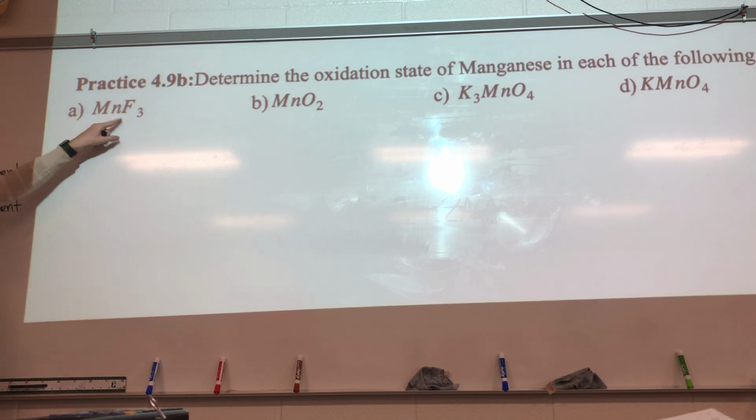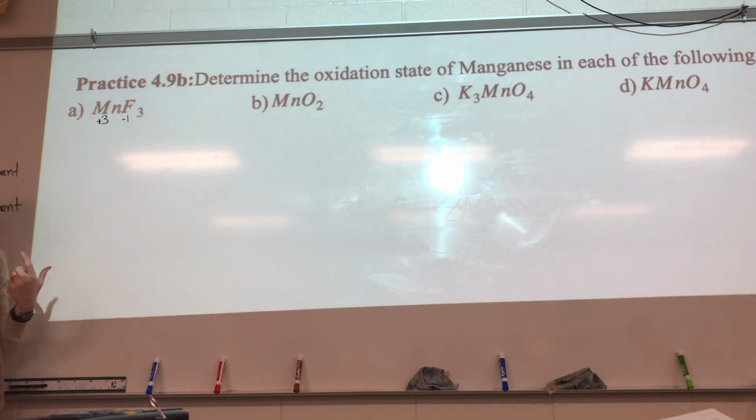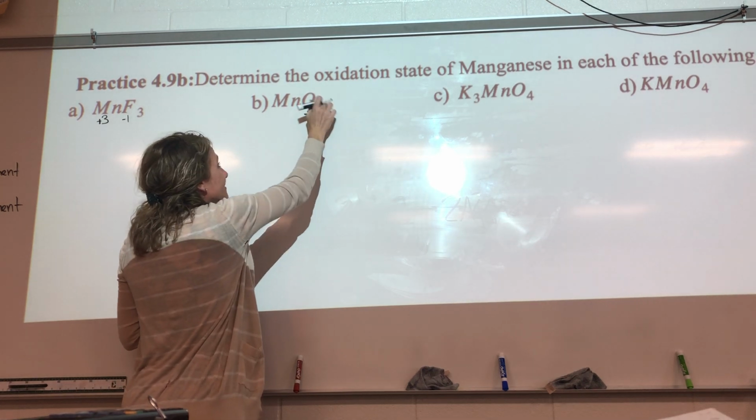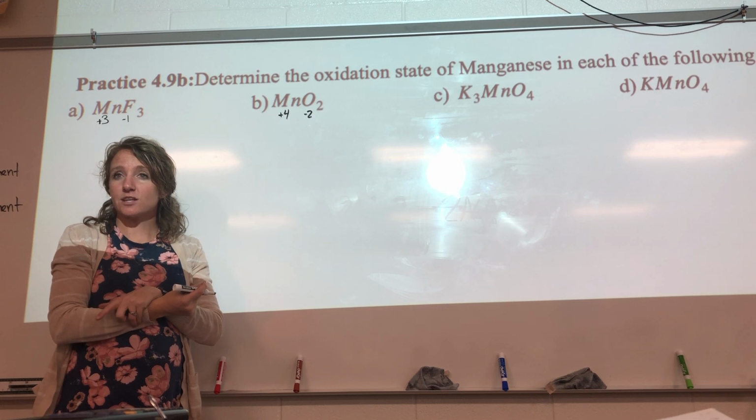Okay, so in this one, fluorine is -1. I have 3 of them, so that means manganese must be 3+. Good. Okay, oxygen is -2. I have 2 of them, so that means manganese would be +4. Wait. Stop me if you have a question.